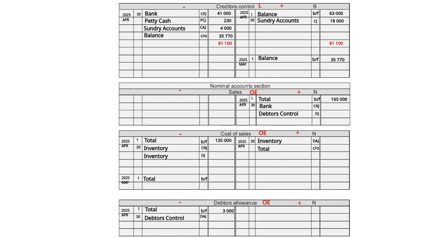Then our sales account. Our sales account, we have our opening total on the credit side of 165,000 given to us. And our debtors control DJ of 31,200 Rand was also given to us. Then we need to calculate our sales account as our cash sales amount.